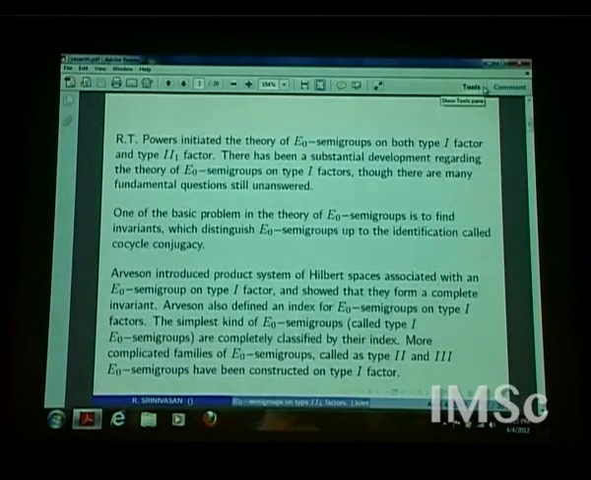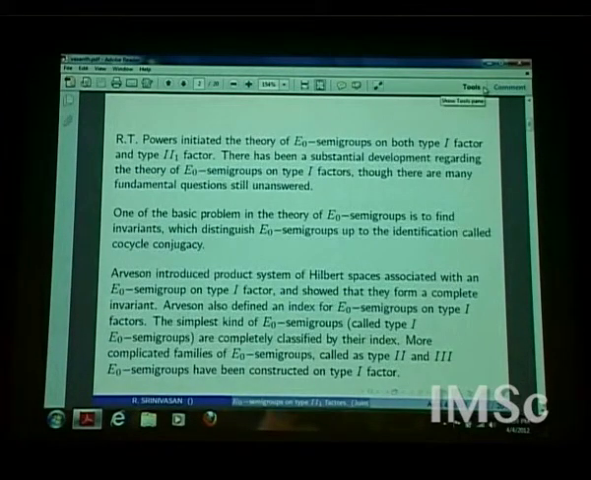So I'm talking about two objects. One is E0 semigroup and another is a factor. And I'm talking about types. E0 semigroups are divided into three types, type I, II, III, and factors are divided into three types, type I, II, III, and as such there is no relation between them. But I'm not going to talk about the different types of E0 semigroups in this talk.